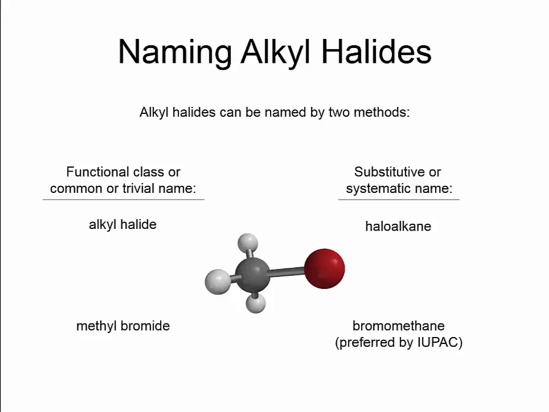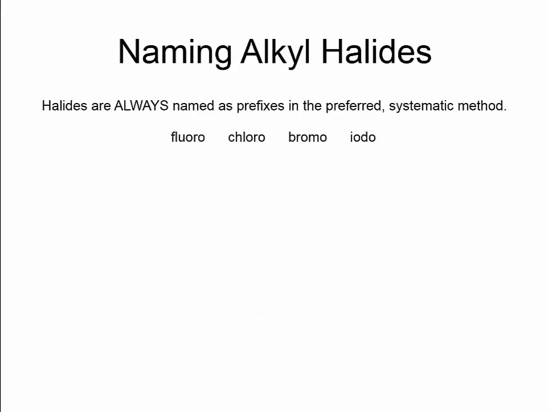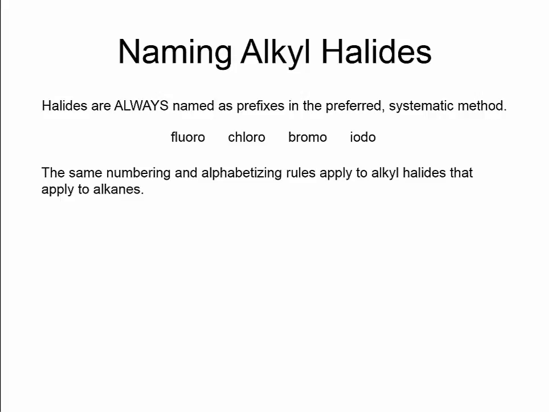The substituted alkane is the preferred IUPAC nomenclature method. IUPAC stands for International Union of Pure and Applied Chemistry, and those are the folks that come up with the nomenclature rules. When using the substitutive or systematic method, the halides are always named as prefixes, and the prefixes are fluoro, chloro, bromo, and iodo. The alkyl halides are named in a manner that is very similar to naming the alkanes, so the same rules apply when numbering the alkane chain and alphabetizing the substituents.